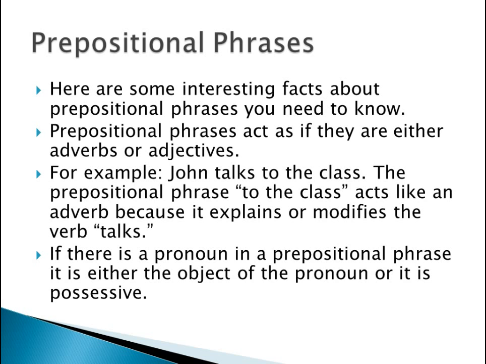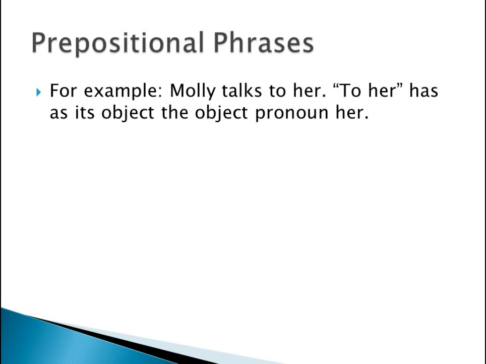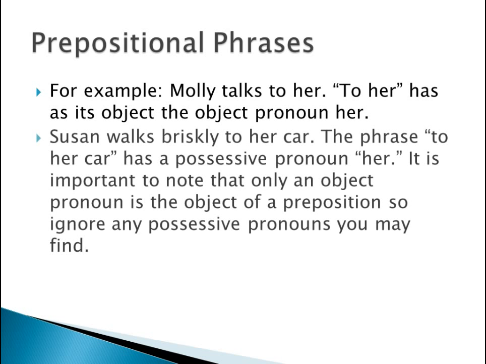Because remember, class, the prepositional phrases begin with a preposition and with an object. Okay. Now, here's an example of what I mean to get a more clear idea. Molly talks to her. Well, the "to her" is a prepositional phrase, and it has the preposition "to", and its object is "her". But if I did it this way, Susan walks briskly to her car, the phrase "to her car" is the prepositional phrase, because the word "her" in this case is possessive.